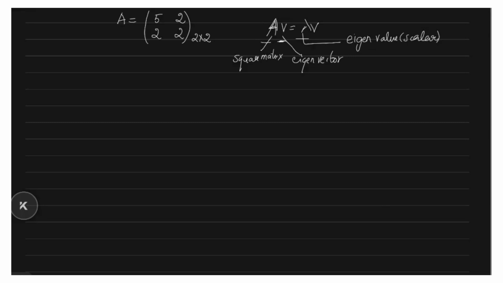First, for this matrix, we are going to find the eigenvalue. How do you find the eigenvalue? Generally, an eigenvalue is found by the equation determinant of A minus lambda I is equal to 0. On solving this, we get an equation. For a 2 cross 2 matrix, it would be a quadratic equation, which is named the characteristic equation.